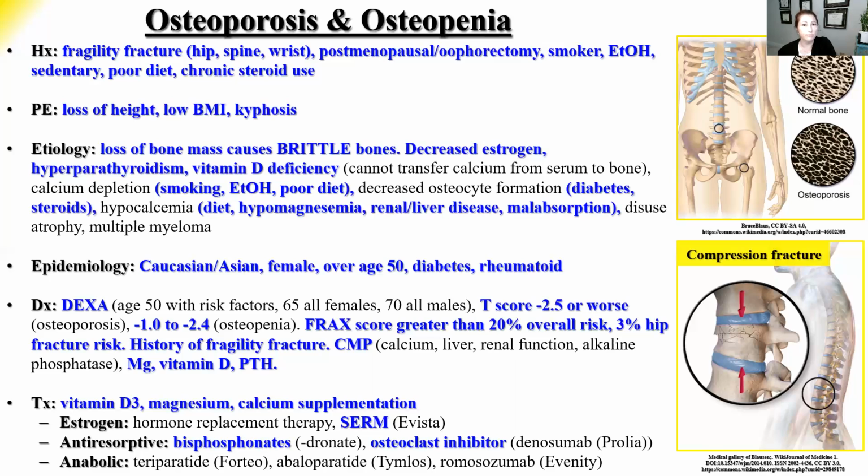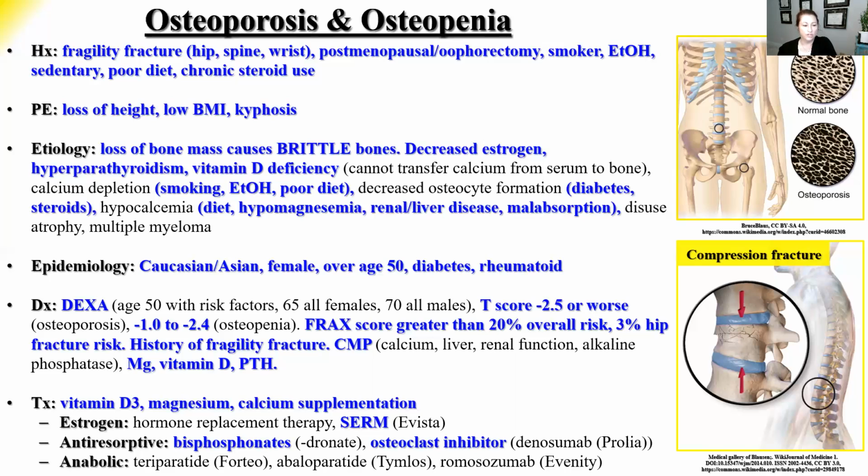Treatment for these patients is to make sure that they're getting adequate vitamin D. Most people need about 1,000 to 2,000 IUs of vitamin D3 every day. Magnesium levels, calcium supplementation. You do get credit for your dietary intake of calcium, and a lot of people over-supplement because they don't think about their dietary intake. So you want to look at that kind of holistically.